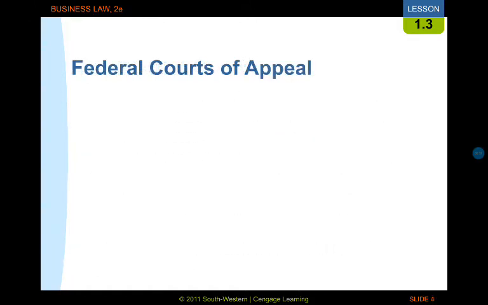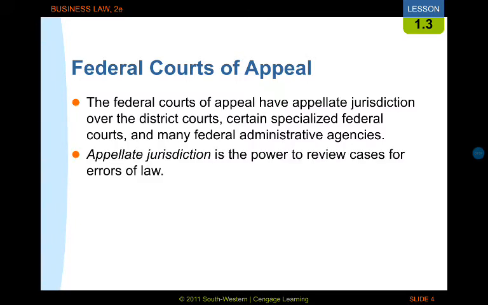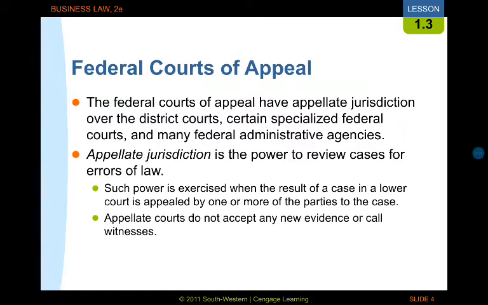Federal Courts of Appeal. The federal courts of appeal have appellate jurisdiction over the district courts, certain specialized federal courts, and many federal administrative agencies. Appellate jurisdiction is the power to review cases for errors of law. Such power is exercised when the result of a case in a lower court is appealed by one or more of the parties in the case. Appellate courts do not accept any new evidence or call witnesses.